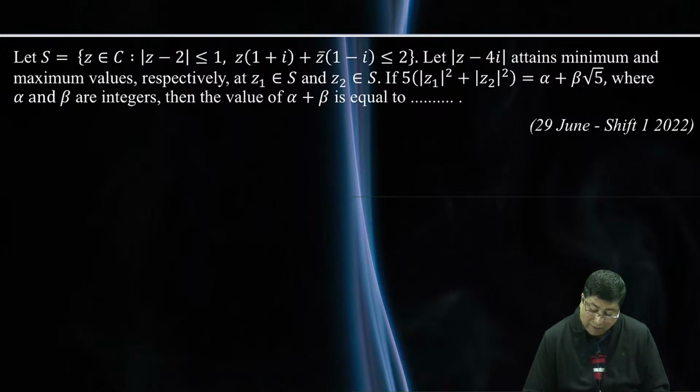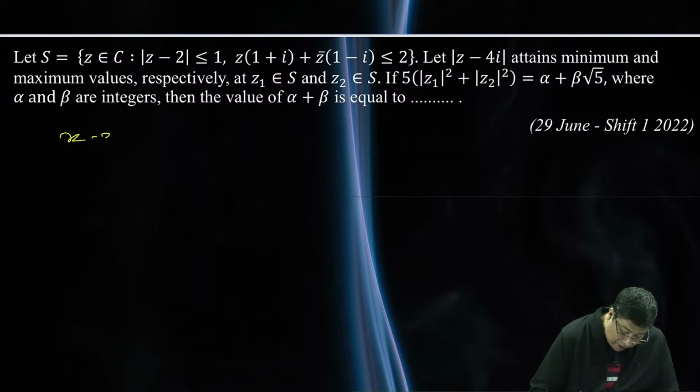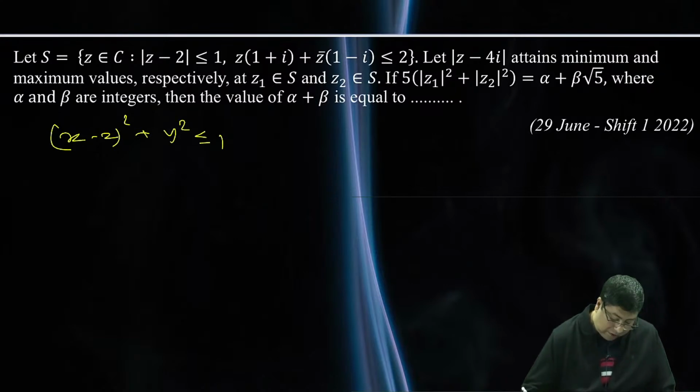Let mod of z minus 4i attain its minimum and maximum values respectively at z1 and z2, where z represents the common part of the straight line and circle. So we have to get this alpha and beta by some relation. What can be done? First of all, x minus 2 whole square plus y square less than or equal to 1 is a circle. So I am drawing the circle first. I am drawing the circle here.